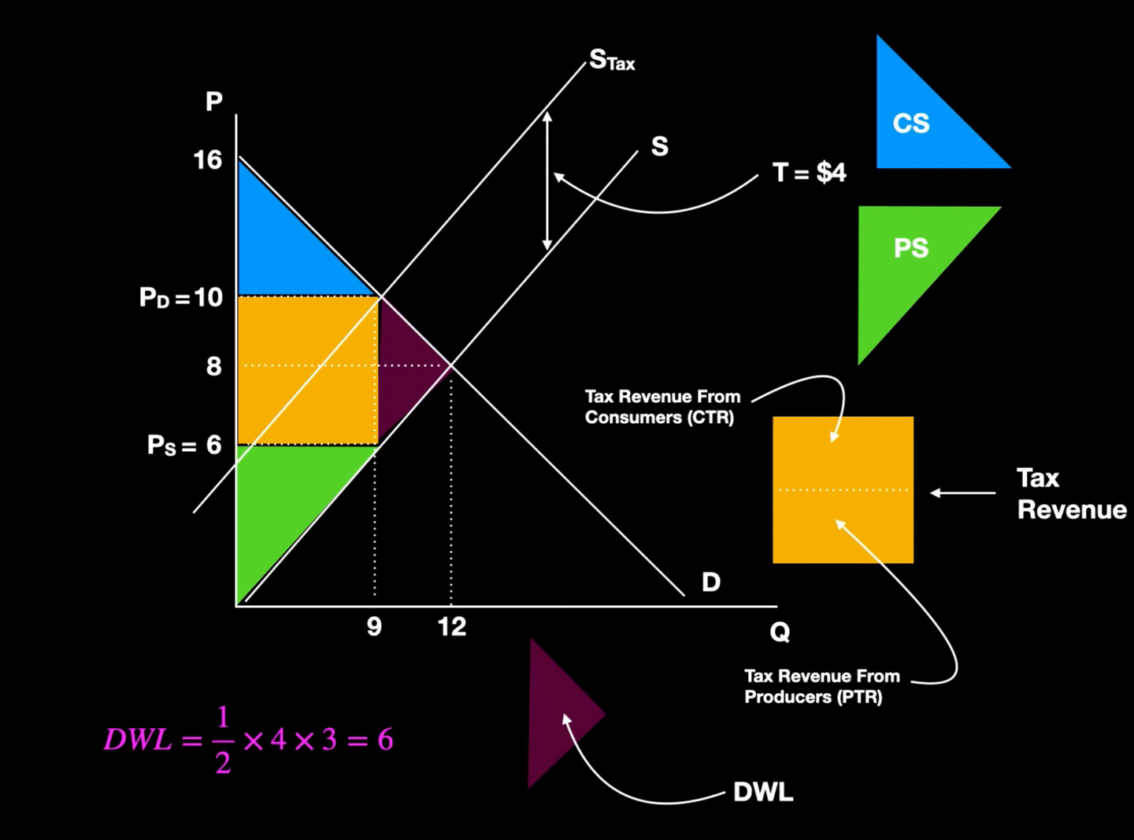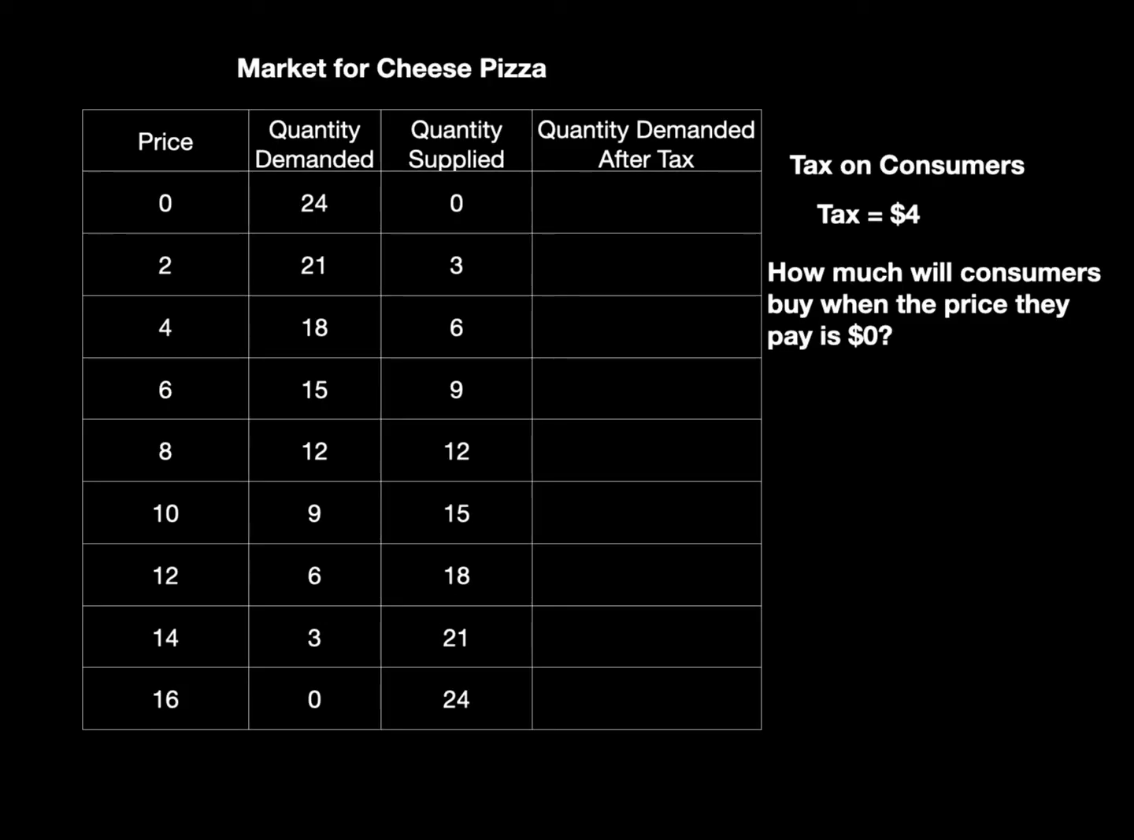In the competitive free market, where 12 units are exchanged, the purple area is part of the economic surplus. Now that only 9 units are exchanged, the gains from trade represented by the purple area are not realized. What if instead of imposing the tax on producers, the government imposed the tax on consumers? What would be the effect of a $4 tax on consumers?